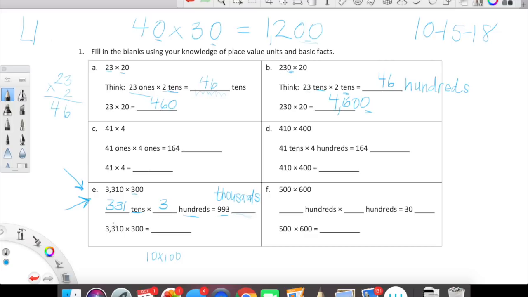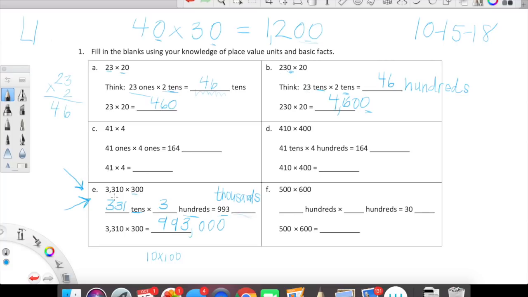So for our final answer here, we're going to take 993 thousandths and put that into standard form. And that is going to look like this, 993,000.